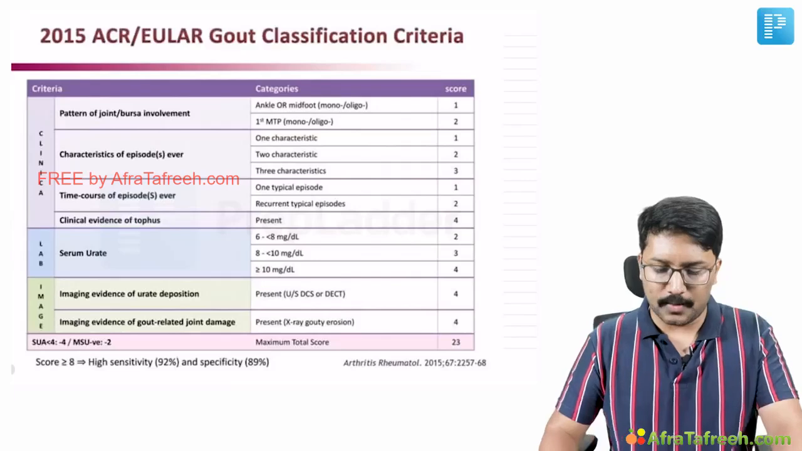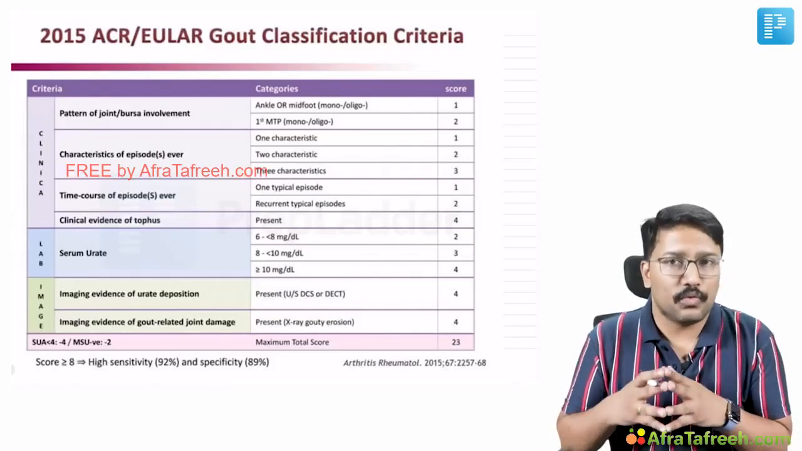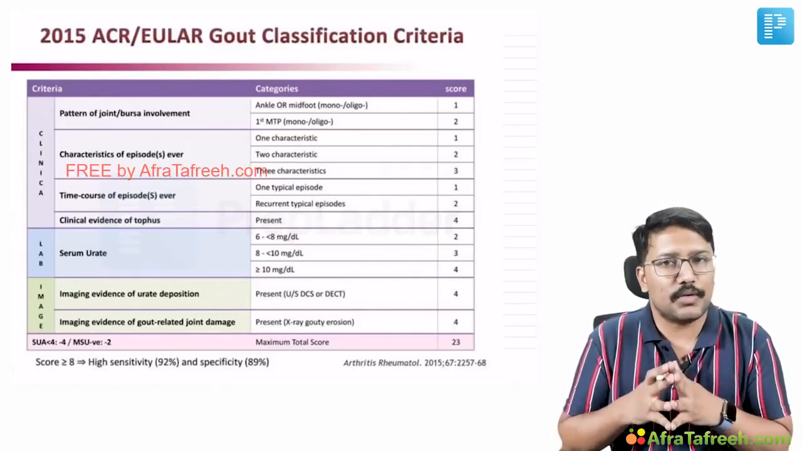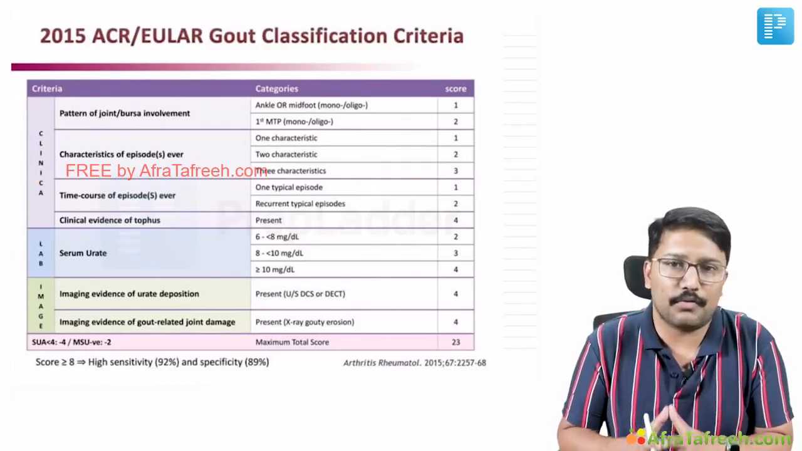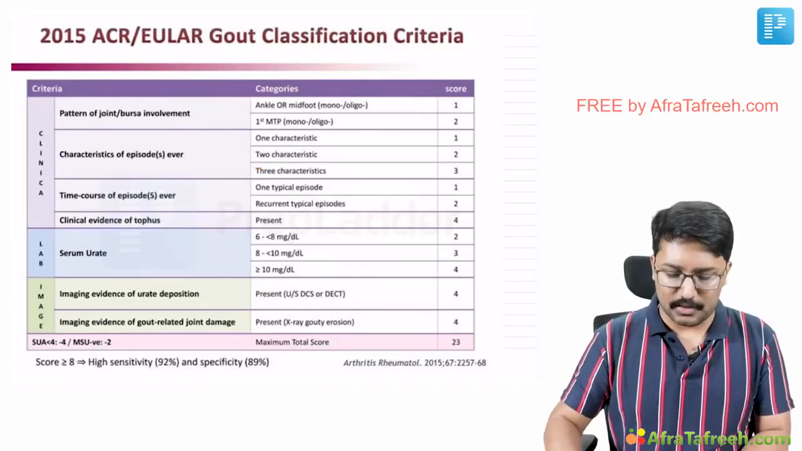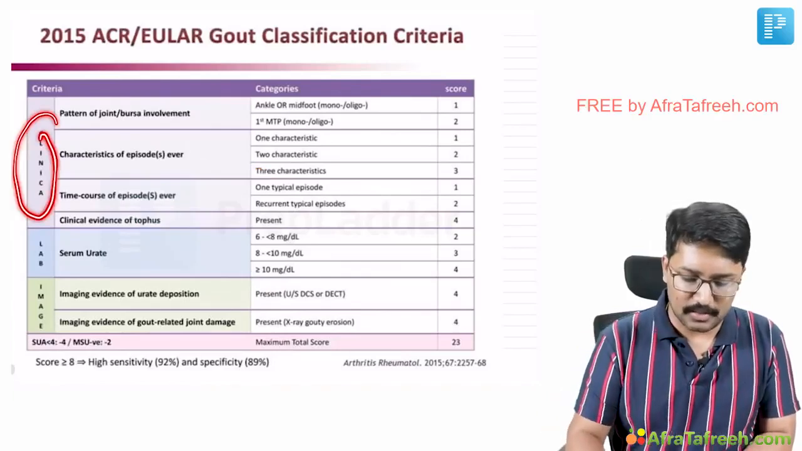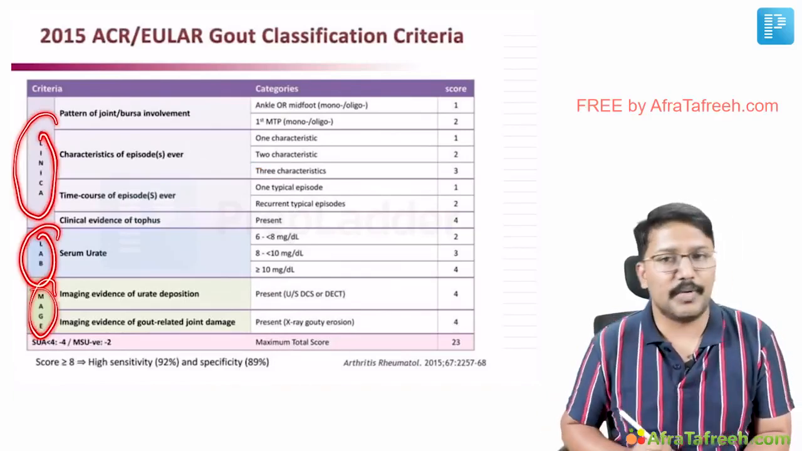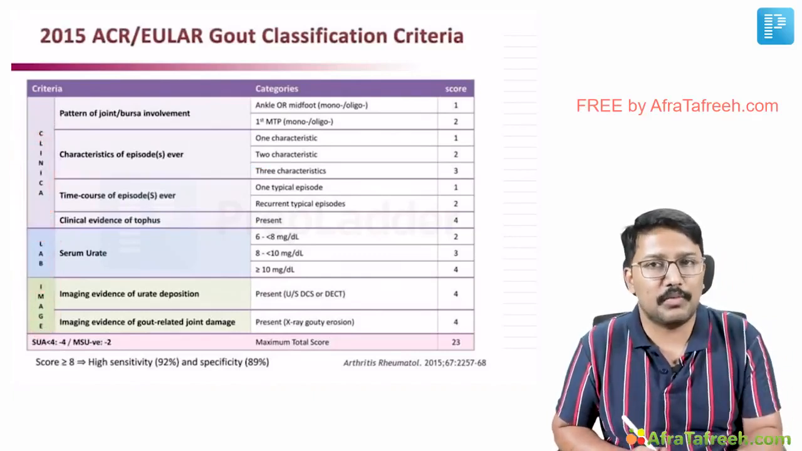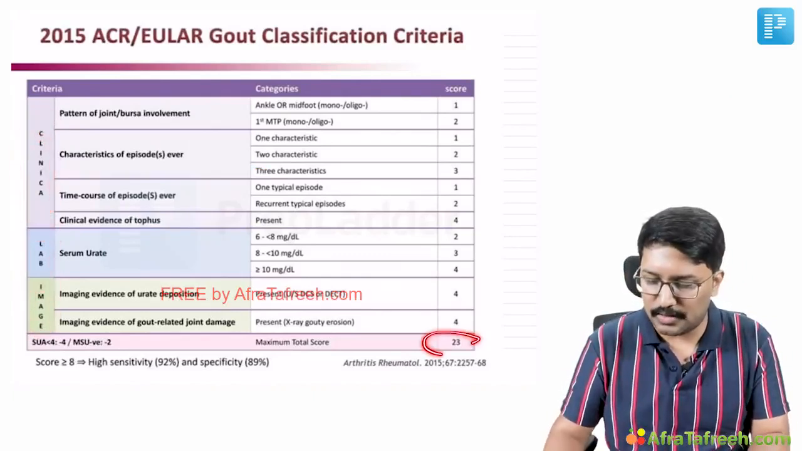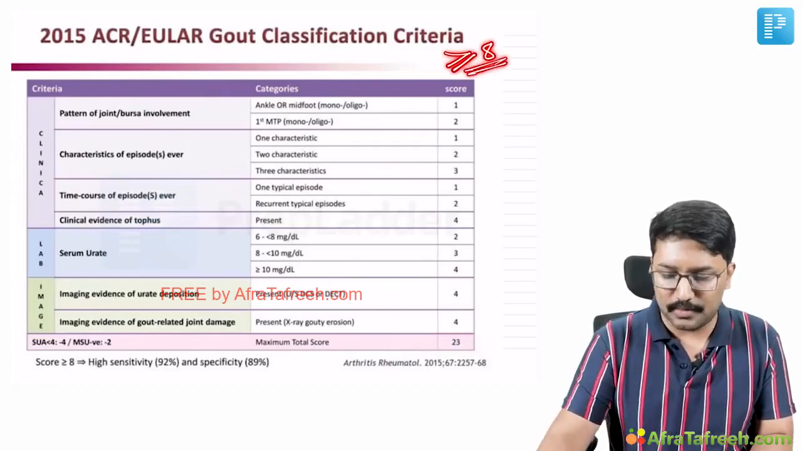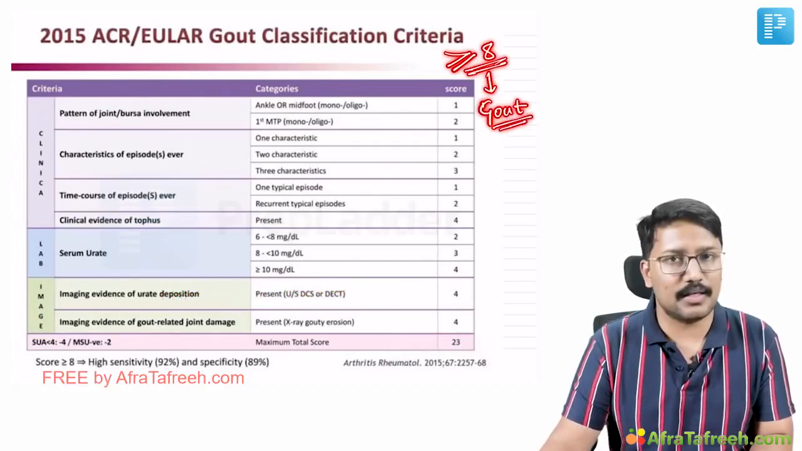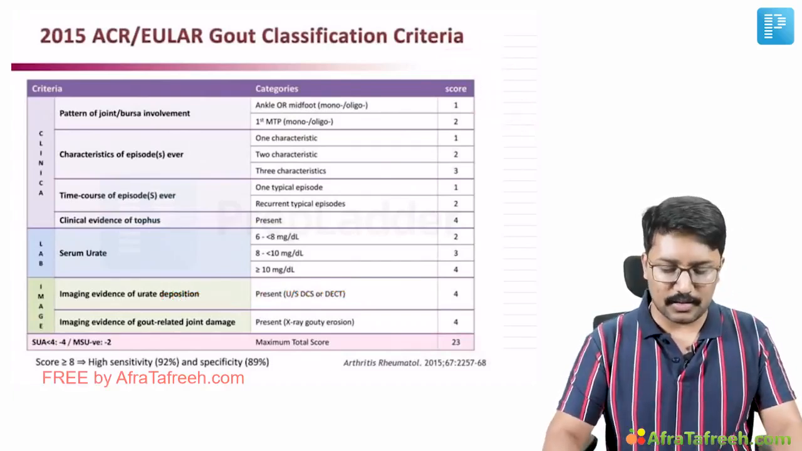Done? Okay. Now, before we move on to see those images, we have to also understand the 2015 ACR EULAR classification criteria for gout. Okay, so the criteria includes three domains. One is clinical domain, the laboratory domain, and imaging domain, right? So the maximum total score on this scoring system is 23, and when patients have more than or equal to 8, we can classify the case as gout. Okay, is that clear?